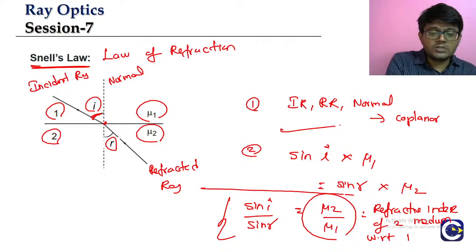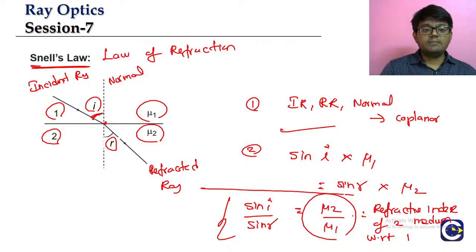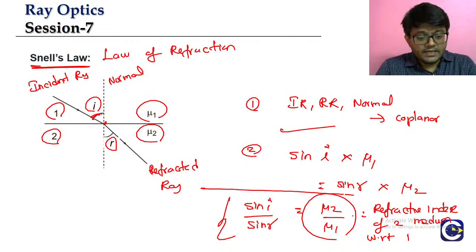From here we can also get a relation like this: sine I by sine R is equal to mu 2 by mu 1, the refractive index of the second medium with respect to the first medium. This is how we will know exactly by how much the deviation is happening.